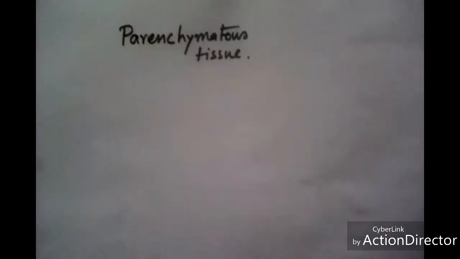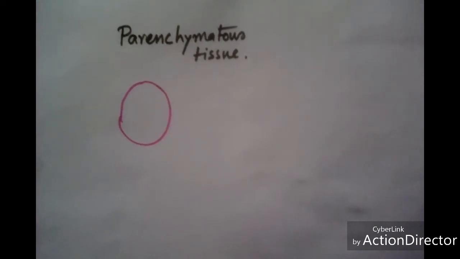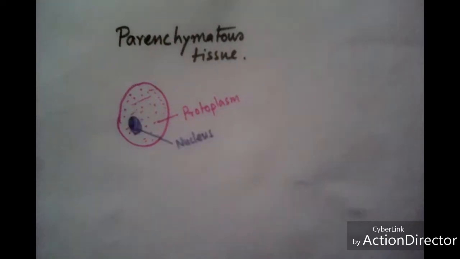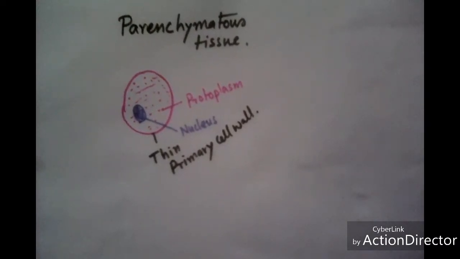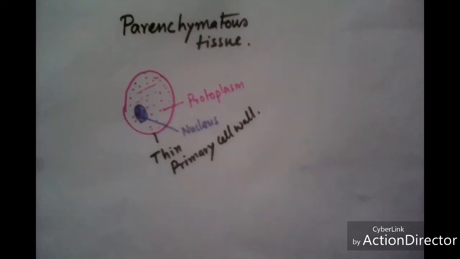Now, parenchymatous tissue. When a tissue is made up of only parenchymatous cells, this type of tissue is called parenchymatous tissue. We know parenchymatous cells are living cells, that means they contain protoplasm, a nucleus, and all cell organelles, and their cell walls are thin and primary. Parenchymatous tissue is found in most areas of the plant. When a group of parenchymatous cells performs a specific function and has the same origin, this is called parenchymatous tissue.